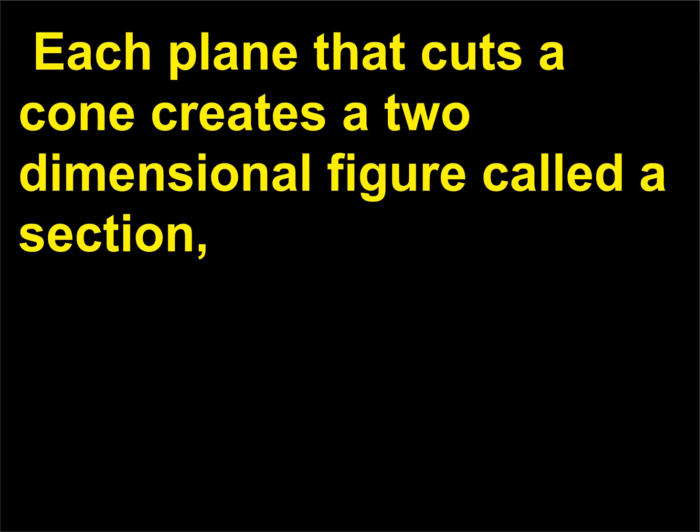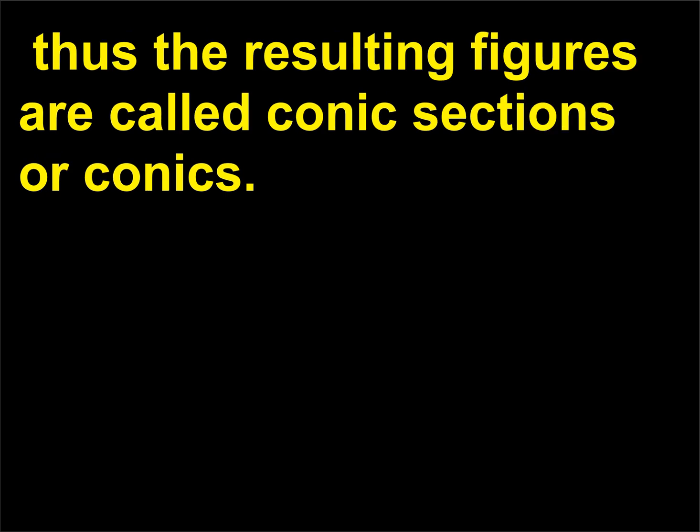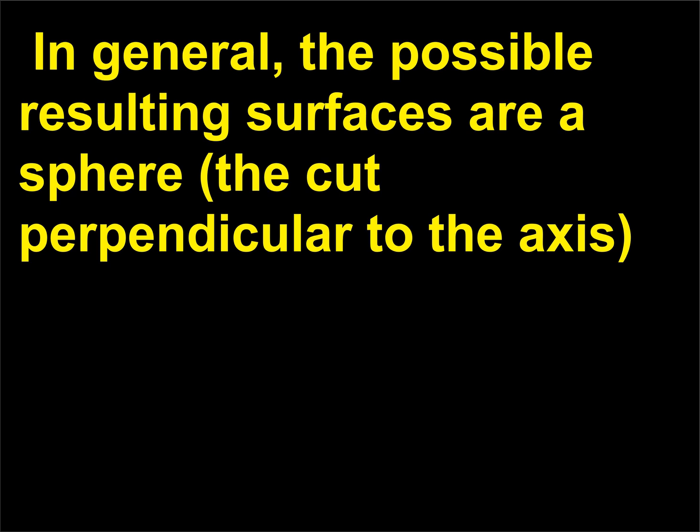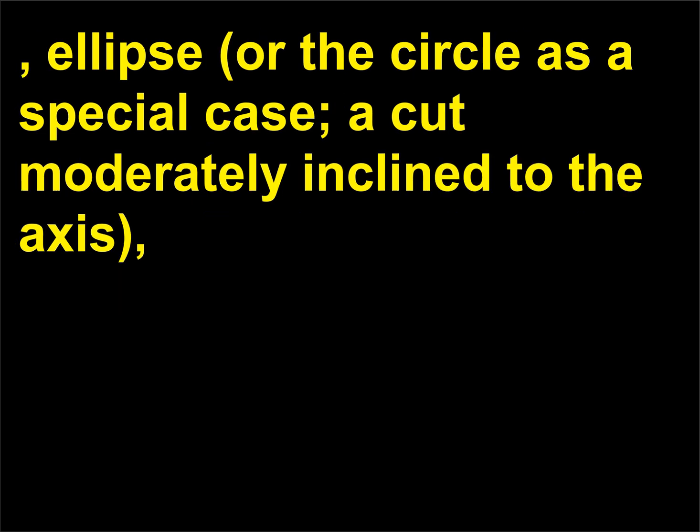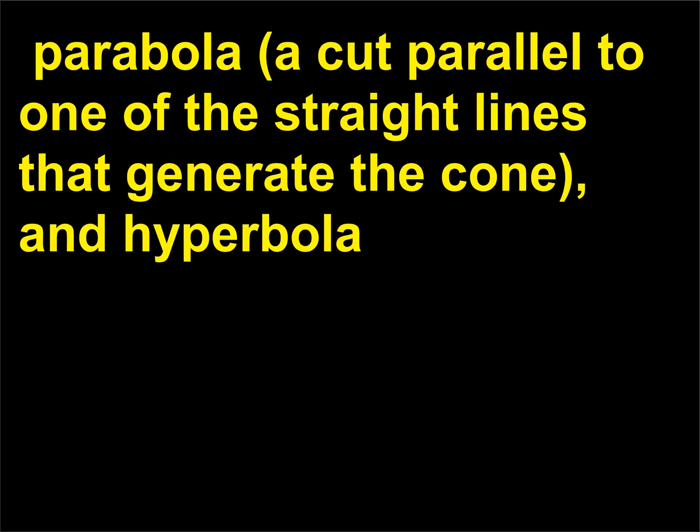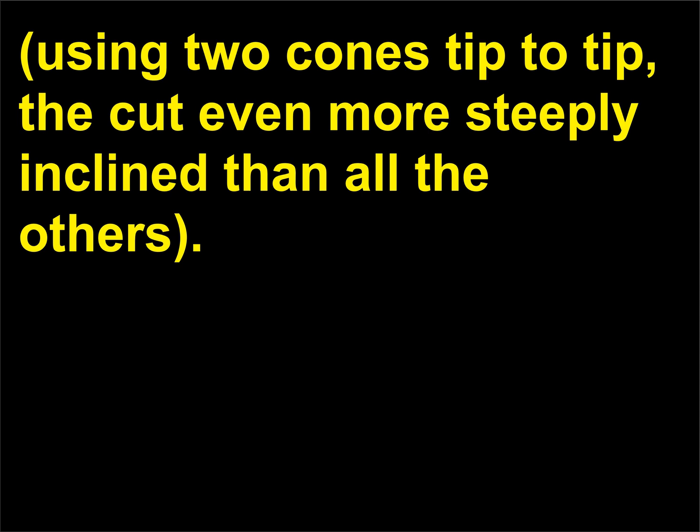Each plane that cuts a cone creates a two-dimensional figure called a section. Thus the resulting figures are called conic sections or conics. In general, the possible resulting surfaces are a circle, the cut perpendicular to the axis; ellipse, a cut moderately inclined to the axis; parabola, a cut parallel to one of the straight lines that generate the cone; and hyperbola, using two cones tip to tip, the cut even more steeply inclined than all the others.